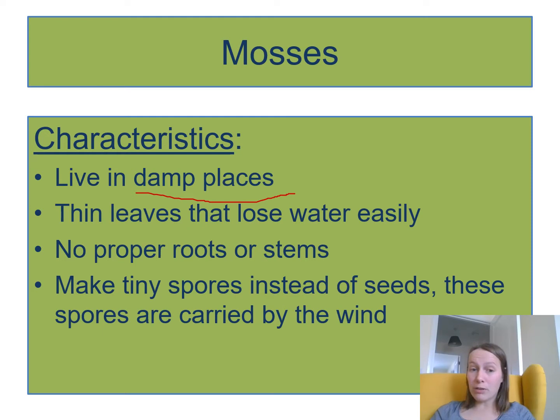They've not got proper roots or stems. They often grow not down into the mud, but onto stone or onto trees because they don't really have roots. And they make tiny spores instead of seeds. And these spores are carried by the wind.